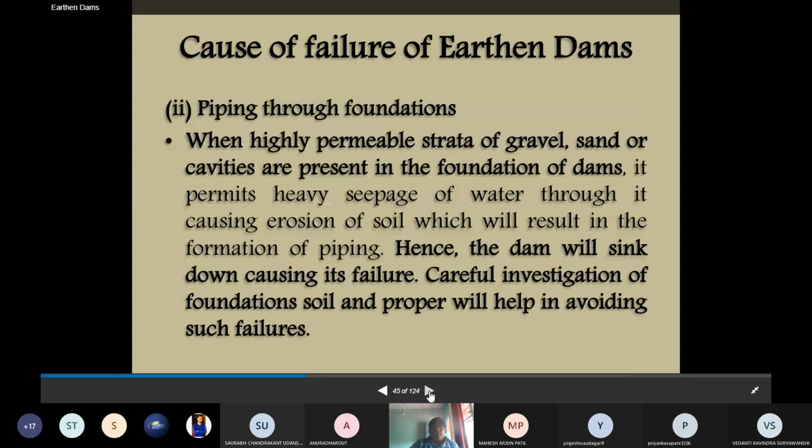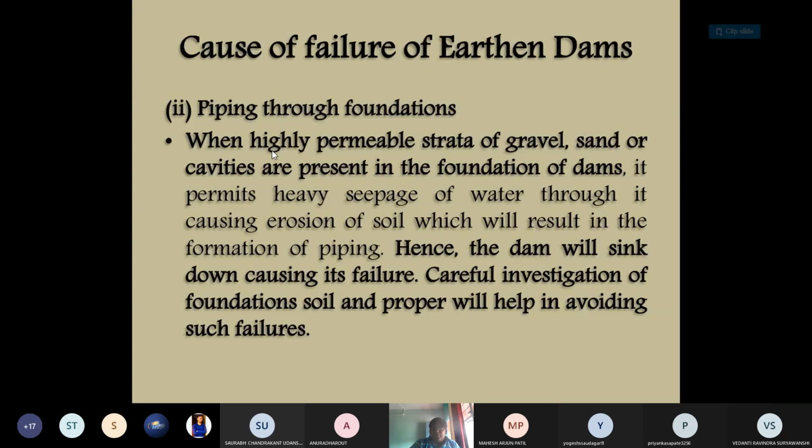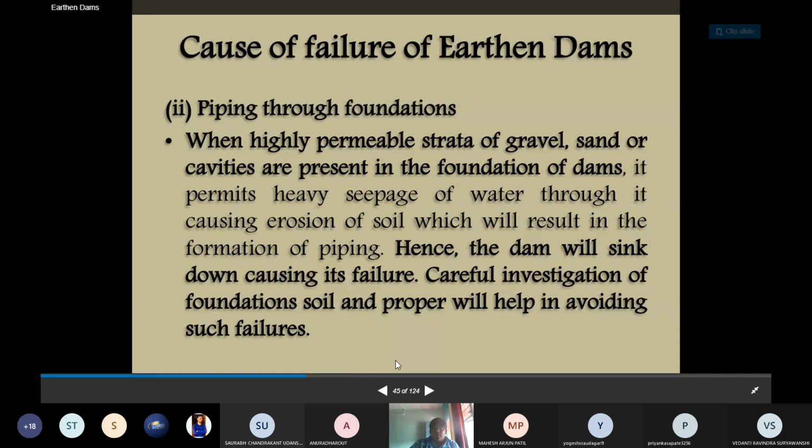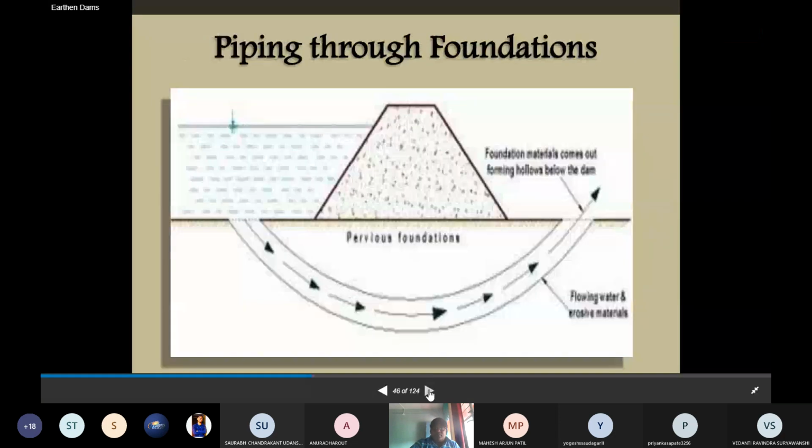Now the causes of this piping phenomenon: when highly permeable strata of gravel, sand or cavities are present in the foundation of the dam. These are the permeable strata. So heavy seepage of water permeates through it, causing erosion of the soil first, which results in the formation of piping. Hence the dam will sink down, causing its failure. So careful investigation of the foundation soils and proper treatment will help in avoiding such failures.